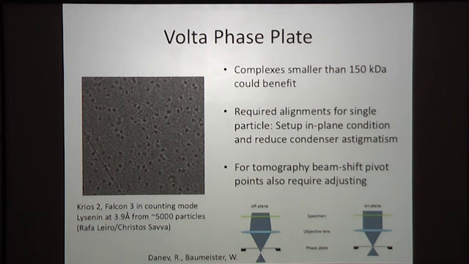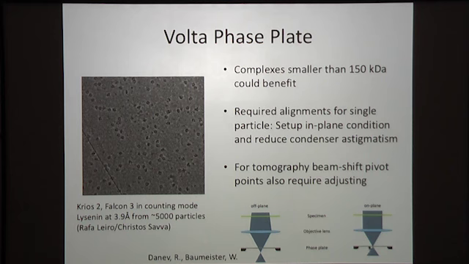People have reached, for example, hemoglobin at 60 kilodalton at 3.4 angstroms. It's very exciting to have this technology. It's fairly simple to use for single particle. All you have to do is set up this in-plane condition so that your beam is parallel and that it crosses the faceplate in a single point. For tomography, you have to do a few more things because you're shifting the beam for tracking, and you don't want to induce a tilt while you're doing the shift, because that will create a satellite spot on your faceplate and affect the potential here.